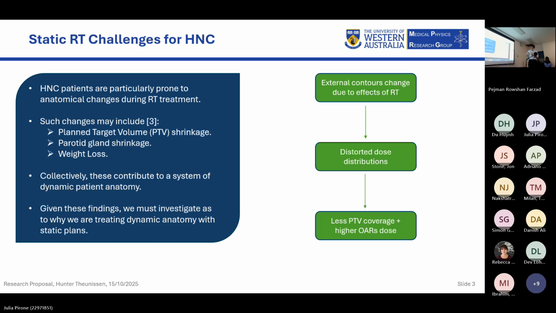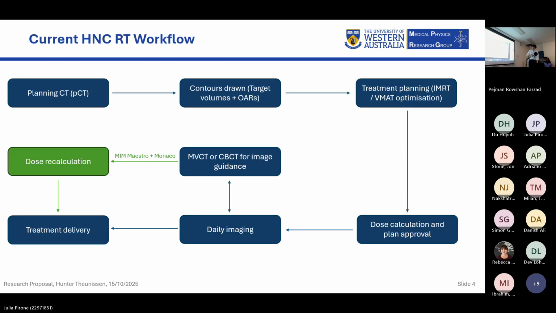So we have external contours changing due to the effects of radiotherapy, like I just discussed. This distorts the dose distribution onto the cone beam CT, which we'll get to in a second. And therefore, we have lower PTV coverage and higher organs at risk dose. So the question must be begged, why is it we are using a static radiotherapy plan when the anatomy is quite clearly dynamic? And that is where, sorry, not yet, we'll get to the current workflow.